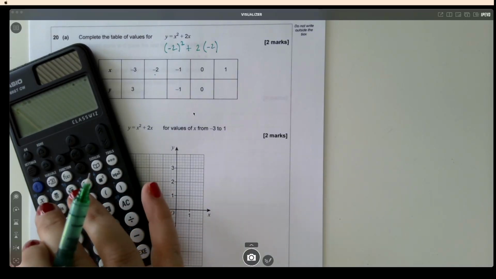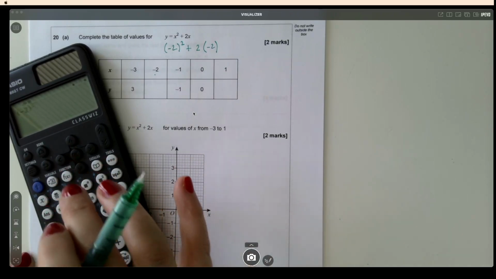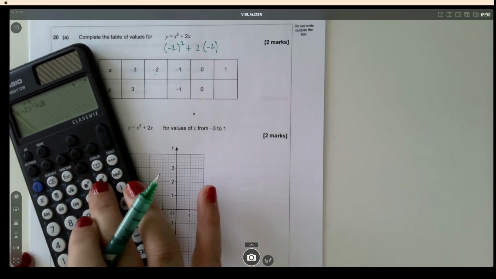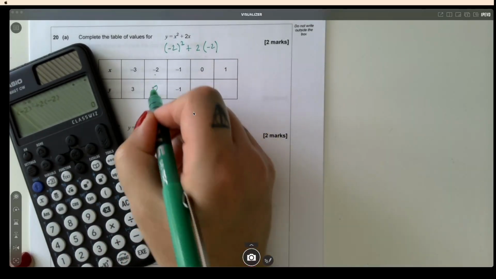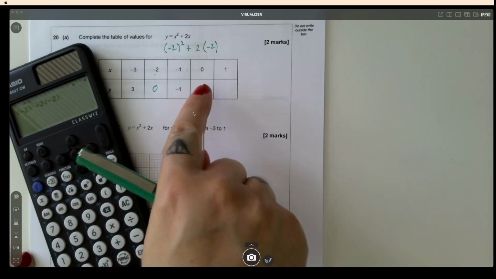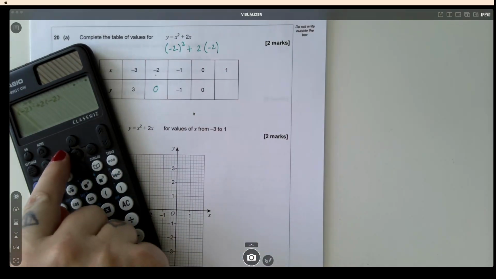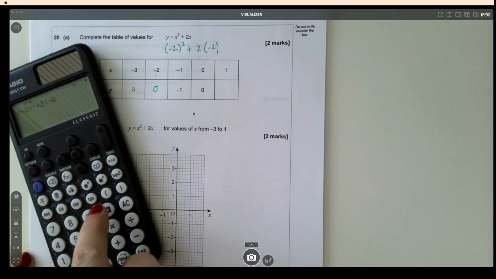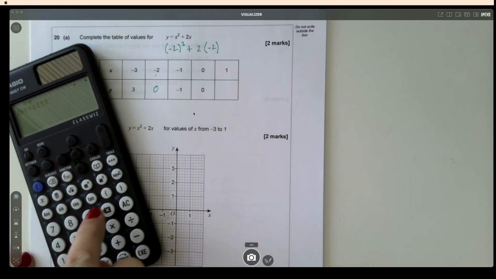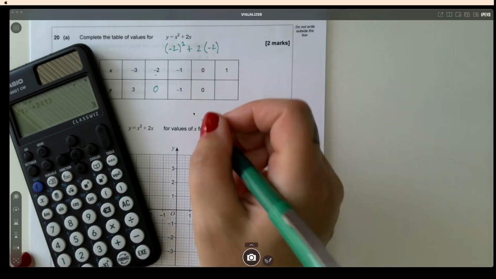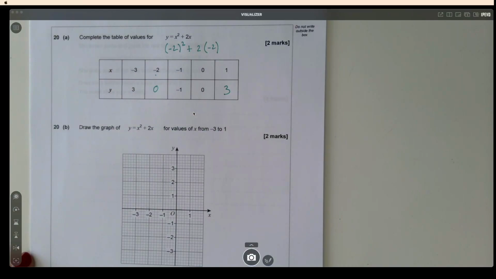So bracket -2 squared plus 2 times -2. So I'm going to pop my answer there. That gives me an answer of 0. Now what I'm going to do, rather than write that all out again, to substitute the value 1 in, I'm just going to arrow back, and wherever I put that -2, I'm going to put the 1. That's why the brackets help, because you can then replace it, which gives us a value of 3. So that's part A done.